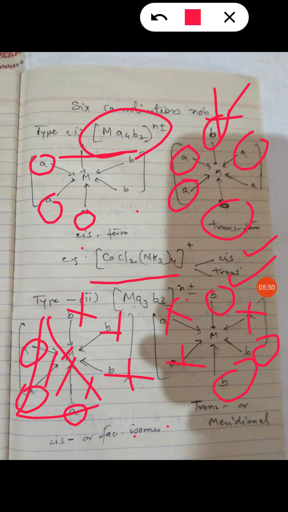Facial isomer is the one in which the ligands are on the same phase, right?